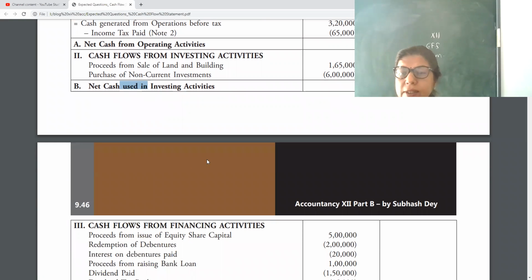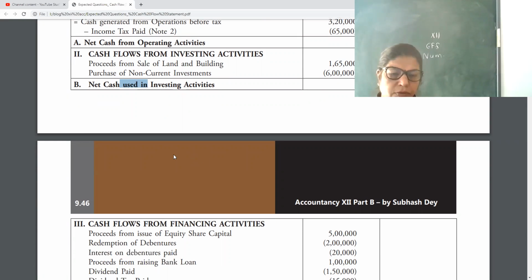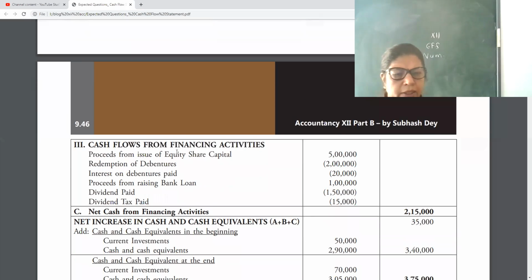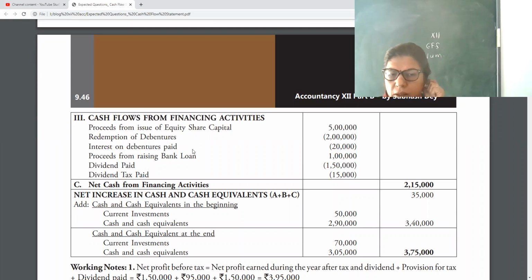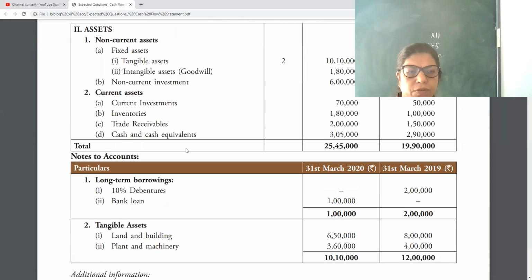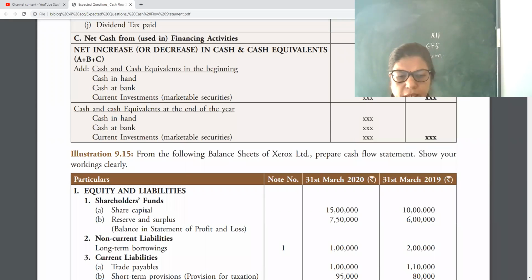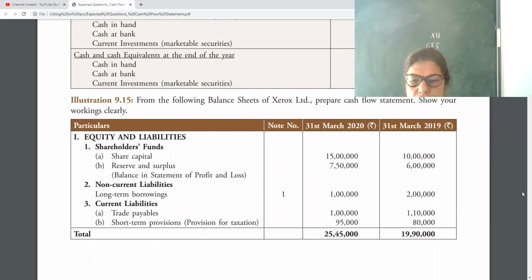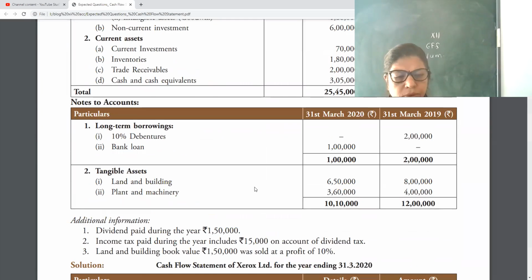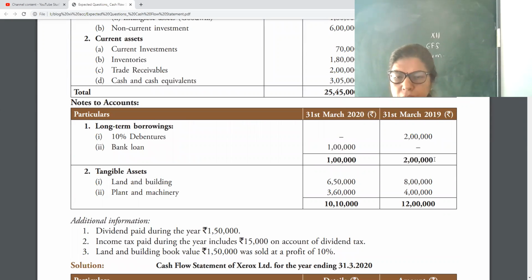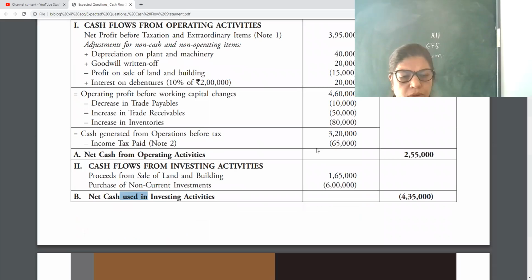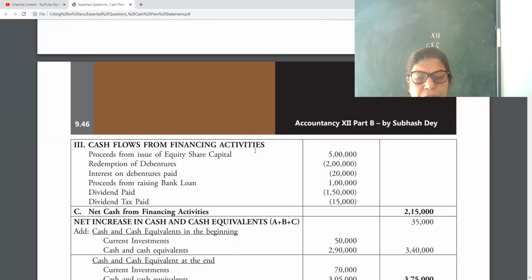Now third activity. What is the name of third activity, my dear? Yes, financing. Good. Financing activities. For the financing activities, we have to go directly to this side. Share capital 10 lakh to 15 lakh. Very good. Long-term borrowings 2 lakh to 1 lakh, but point number 1. So according to that, we have to see the point number 1, 2 lakh, 0, 0, 1 lakh. Now see. Issue of equity share capital 5 lakh. How can we say issue?